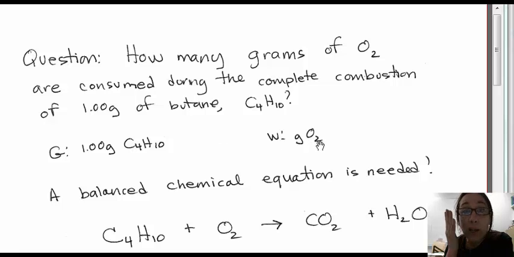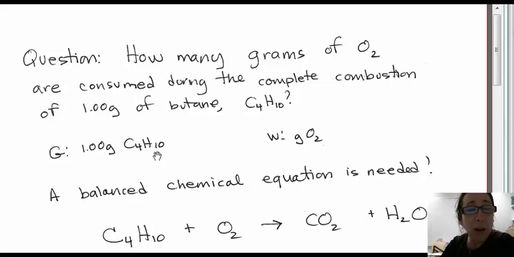So before I go any further, I know this is a stoichiometry problem because I'm given an amount of one chemical, and I'm trying to find the amount of a different chemical. That's what stoichiometry problems are all about. So whenever we do a stoichiometry problem, we must have a balanced chemical equation. You have to be able to write a balanced chemical equation for the combustion of a hydrocarbon.